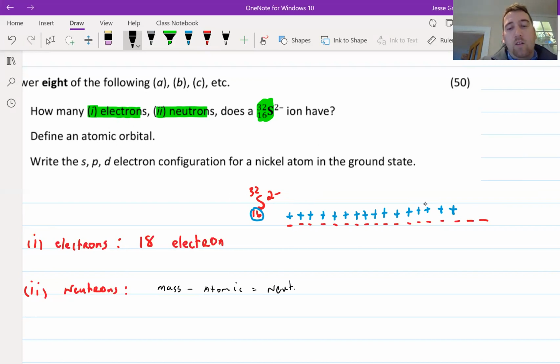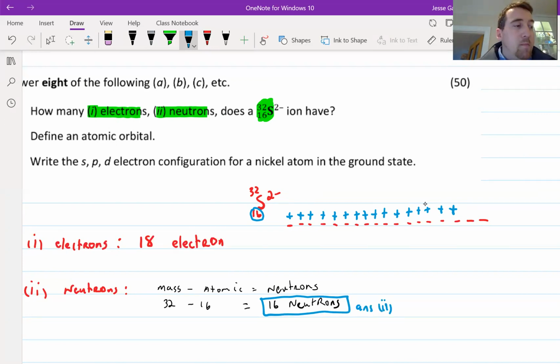This should be so easy for you guys. All right, so that is 32. Take away 16 gives you 16 neutrons. And again, it's always a good idea to highlight your answer somehow, either by putting a box around it and putting after it, answer, and then answer part 2, or you can underline or highlight it or something. But do highlight to the examiner that this is actually your final answer.